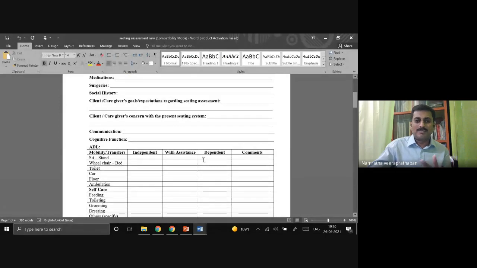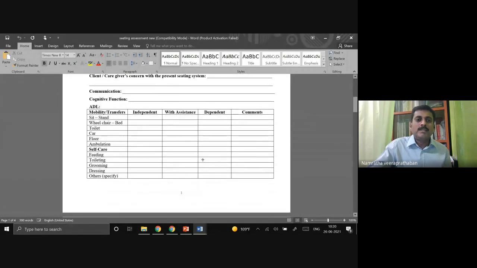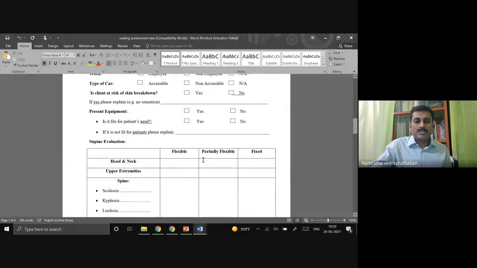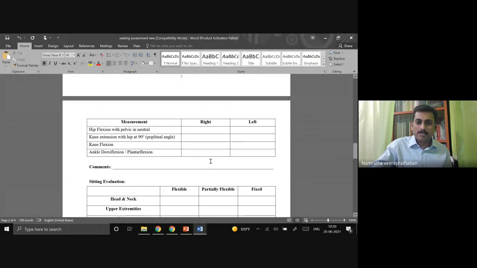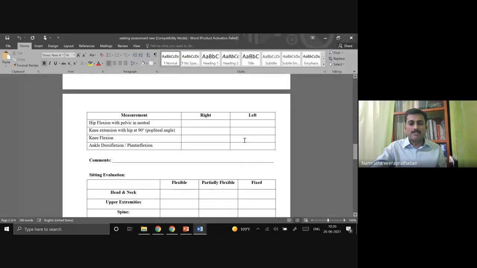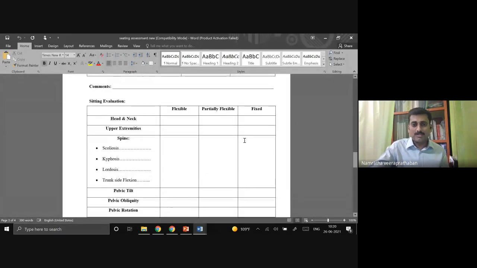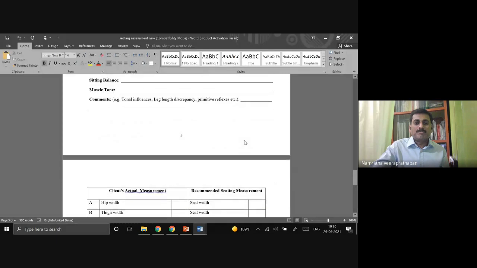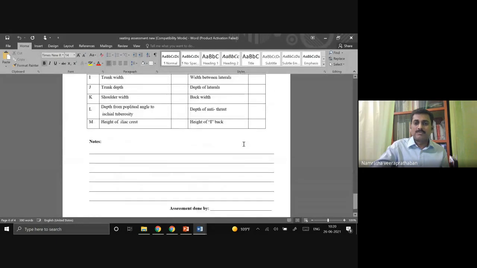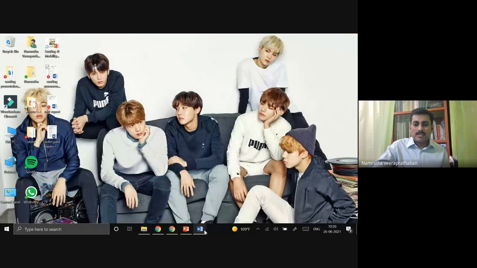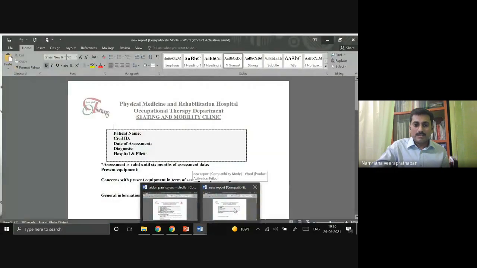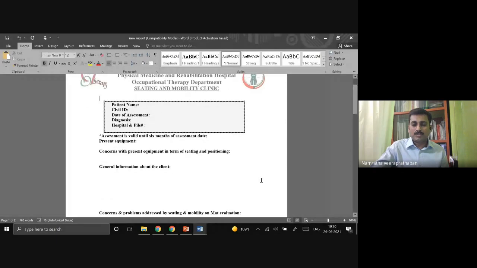The first page we can always fill by interview, and the second page is about the supine evaluation. The third page is about the measurement of hip angle, popliteal angle, knee flexion, everything. And then we go for sitting postural analysis, sitting balance, tone. And finally, the last page has the measurements. This is our model seating assessment form. And this is our report. After you make an assessment, this is our template. This is a standardized template we are using for making a report.